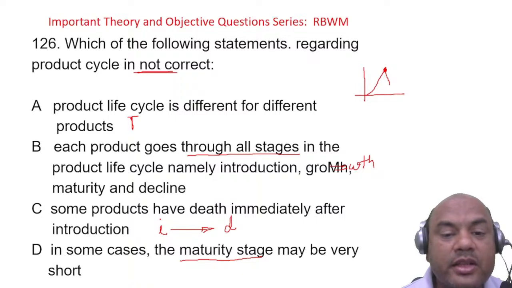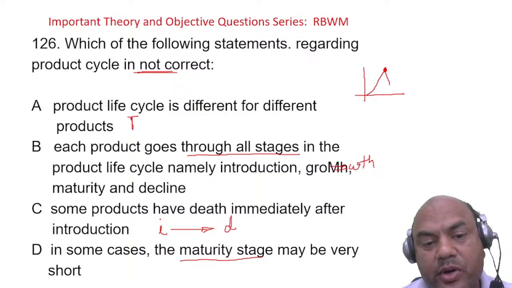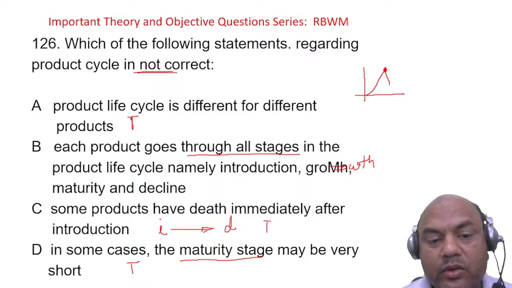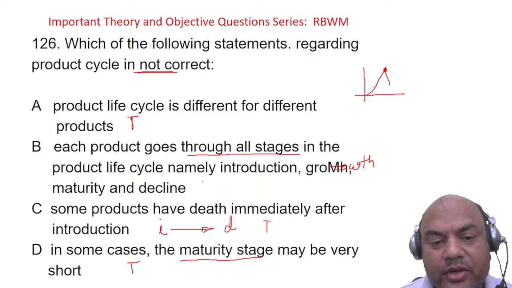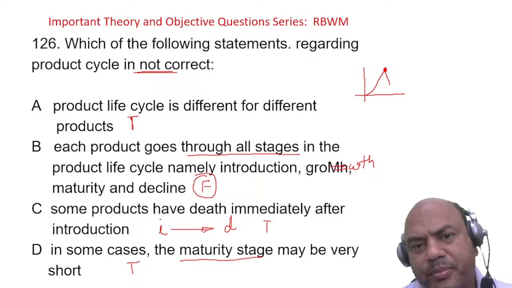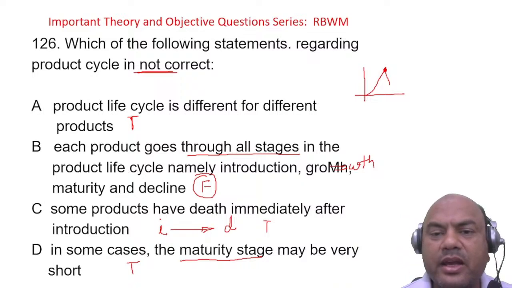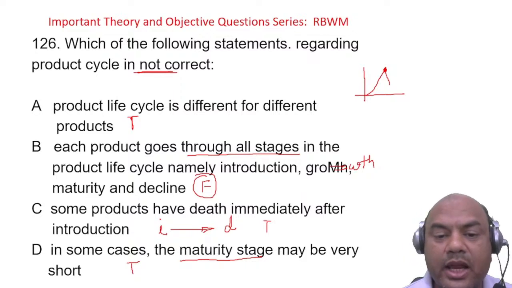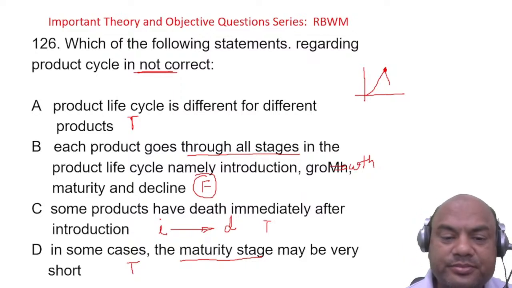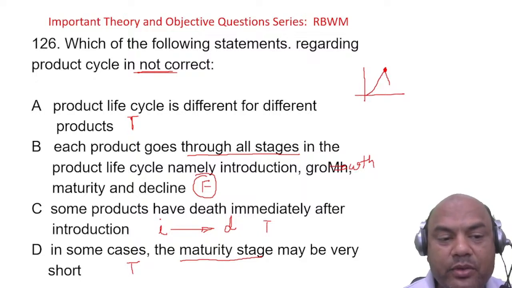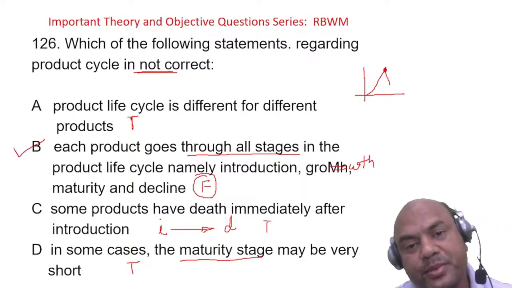Okay. Now let's look at the B answer. Each product has to grow. So this is also true and this is also true. Now look at this. This is false. Why? Because not all products have to go through all the stages. It's not compulsory. Some products, whenever they are introduced, immediately go to the maturity phase. Some products go directly to the decline phase. So this is false. So the answer is B. Not true is B.